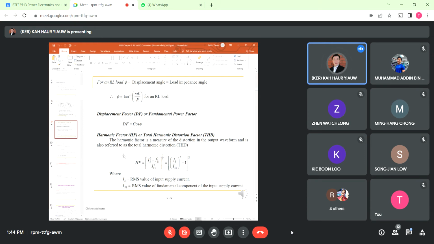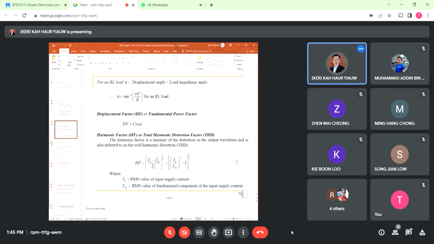Normally, most of the time, your current waveform is no longer a sine wave, so you tend to have a very high THD value. Normally they are in percentage, so you need to multiply by 100%. It can be formulated like this: your total supply current over your fundamental supply current, squared, then minus 1, and the entire term square rooted, multiplied by 100%.